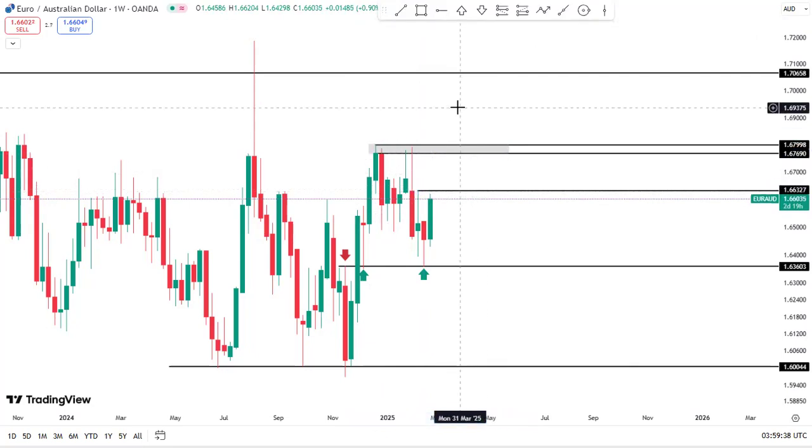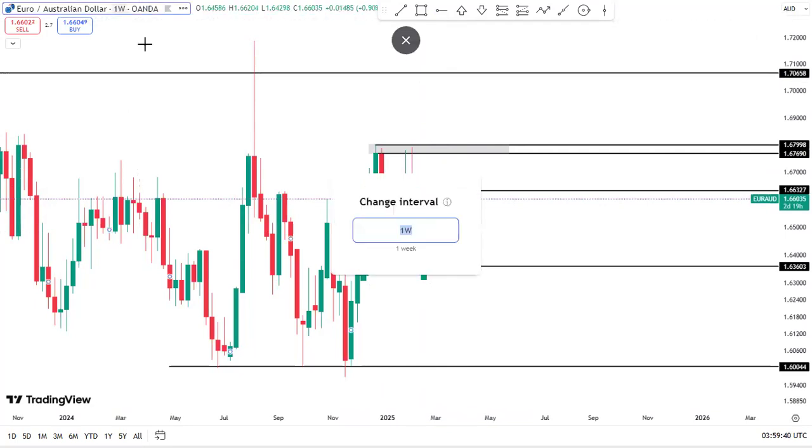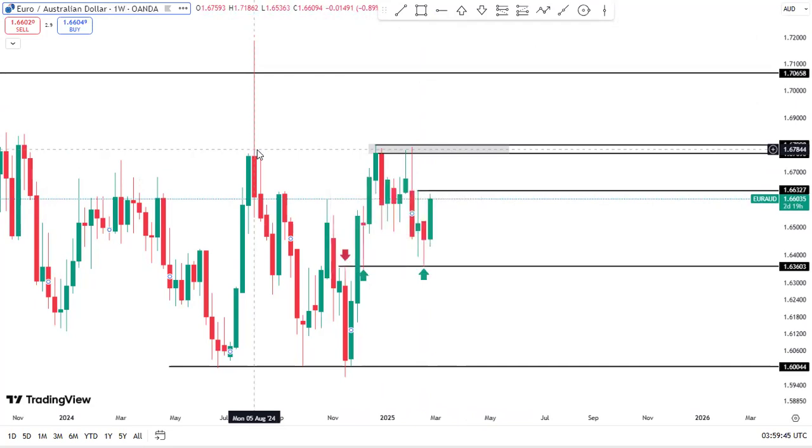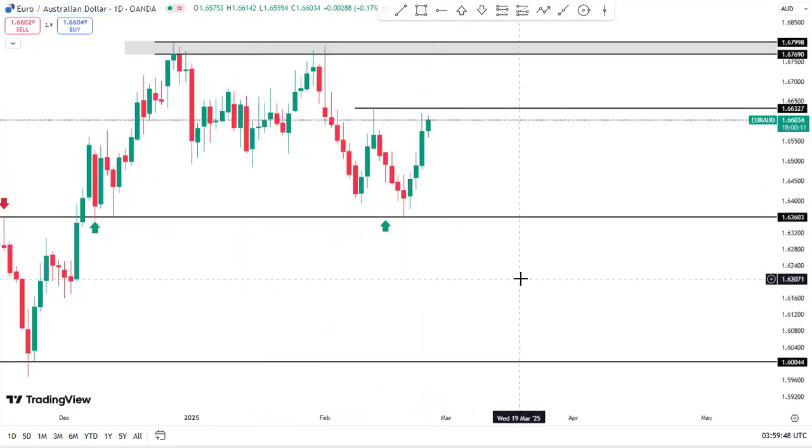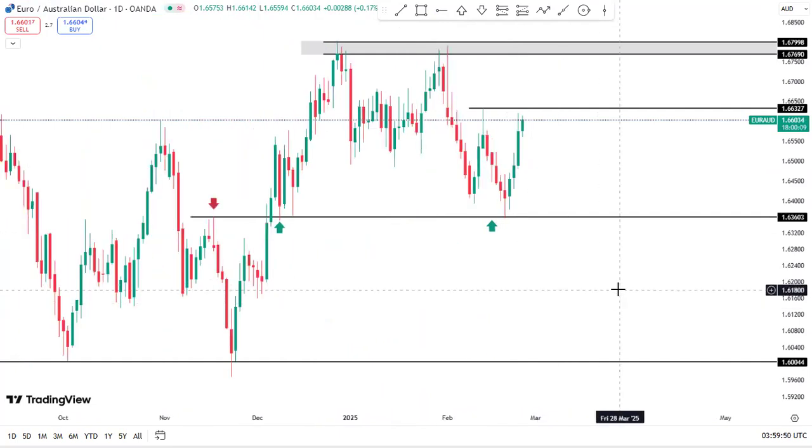So what we're going to do now, we'll move to smaller time frame. Our smaller time frame is going to be daily time frame. It's going to be day one. Here on daily time frame, the structure is very much clear.